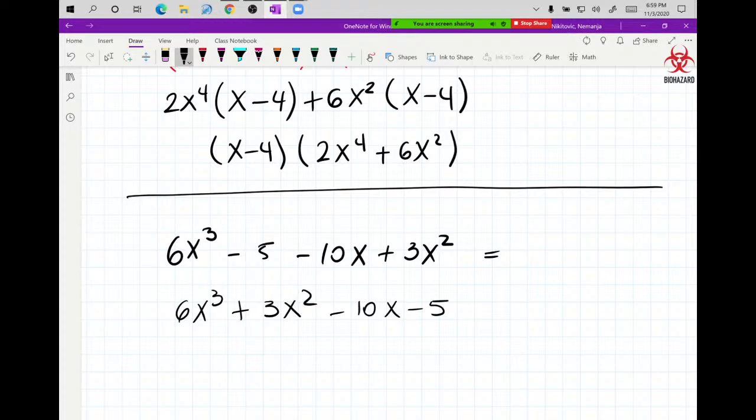So what I have done here is I have arranged these terms from largest to the smallest exponent. And now, when I do grouping, the minus sign belongs to the 10, and then I'll put the plus in between on my own.